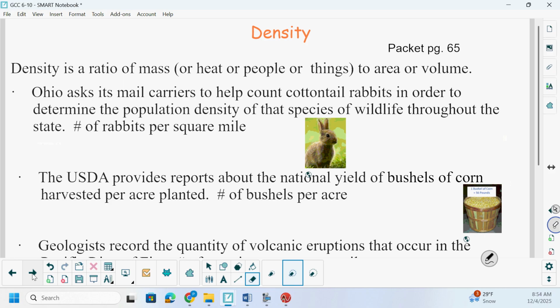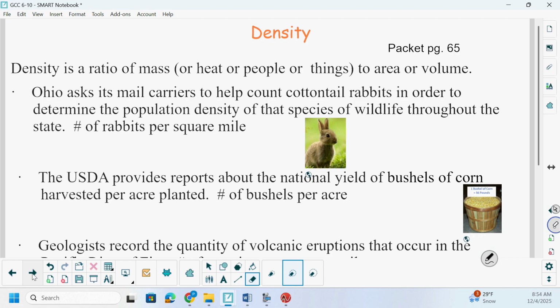All right, moving over to page 65, we're going to talk about density today. So density is a ratio. Typically, density is the mass of something divided by the volume of something. But if you're talking about population density, it could be a people amount divided by a square miles amount. So here's some examples.